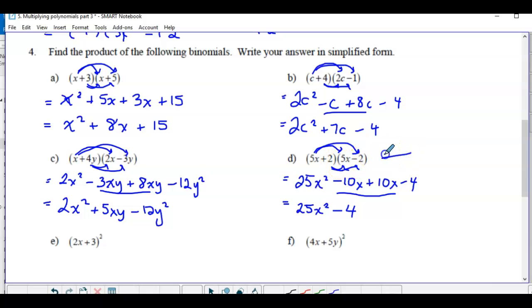So what we call these binomials are called conjugates. Okay. So they're really binomial conjugates, which means that you have the same terms, but the opposite sign in between. And when you have that, you end up with the first term squared. 5x all squared is 25x squared. And the last term is 2 squared is 4 with a subtraction in between. So we call this a difference of squares.